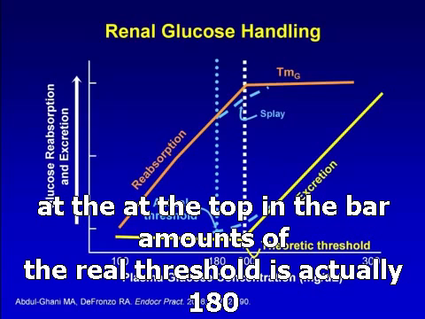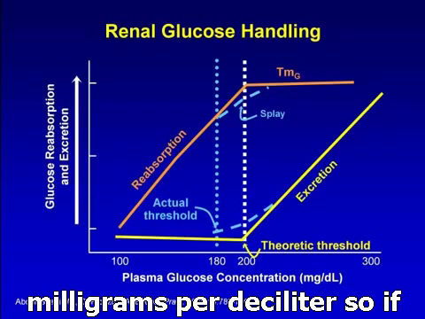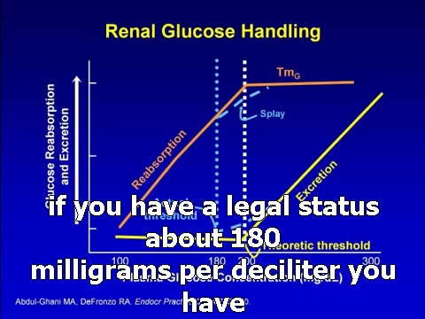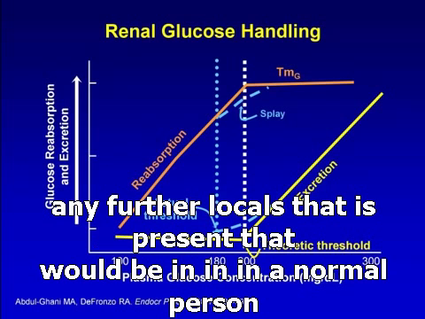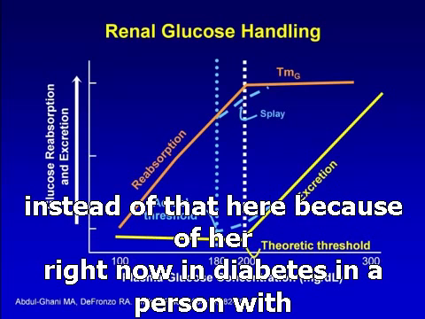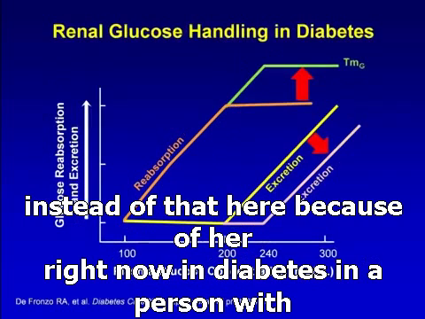So the real threshold is actually 180 milligrams per deciliter. If you have a glucose that is above 180 milligrams per deciliter, you have reached the tubular maximum reabsorption rate for that glomerulus, and you will excrete any further glucose that is present. That would be in a normal person instead of the theoretical 200.